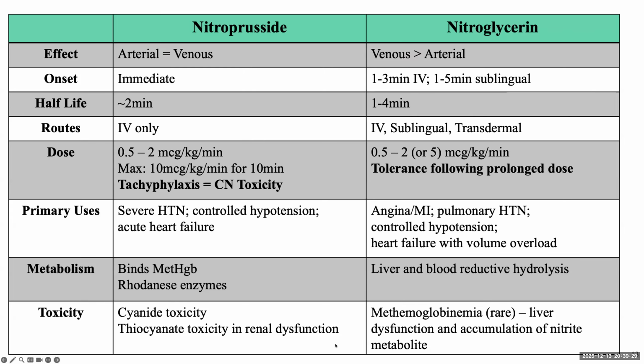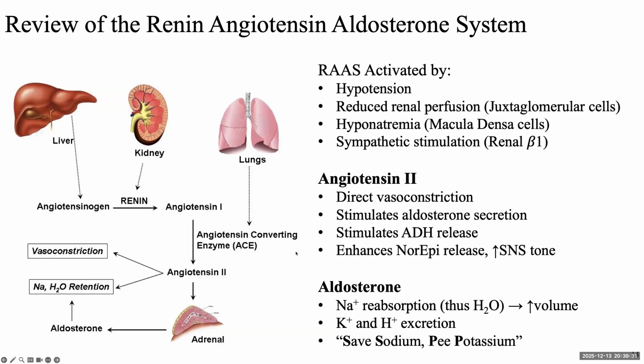Now let's review the renin angiotensin aldosterone system. The RAAS is activated by hypotension and reduced renal perfusion, mediated by our juxtaglomerular cells. It could also be activated by hyponatremia, mediated by our macula densa cells. And it could also be activated by sympathetic stimulation, which is mediated by our renal beta 1 receptors.